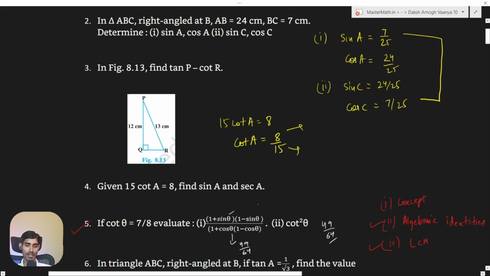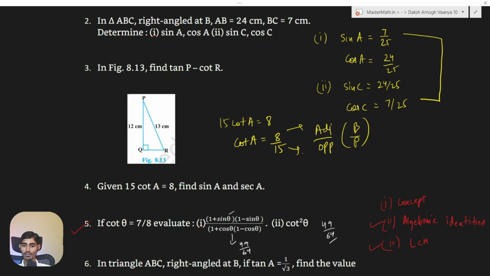And what is this ratio, Daksh? Cot A is equal to... Base by perpendicular, adjacent by opposite. Okay. There are a lot of base perpendicular fans. Okay.